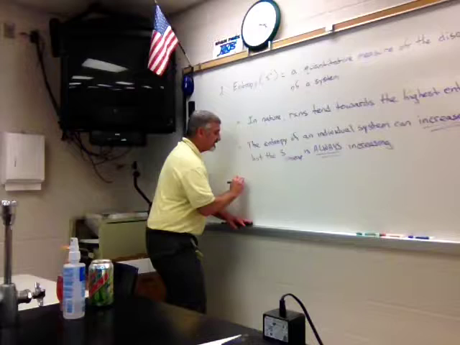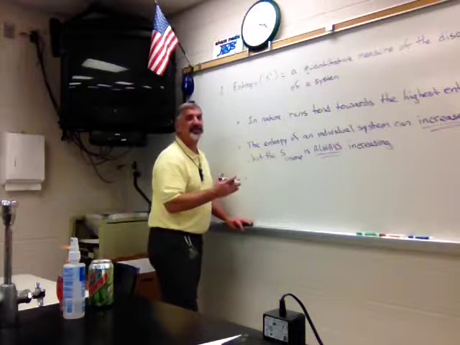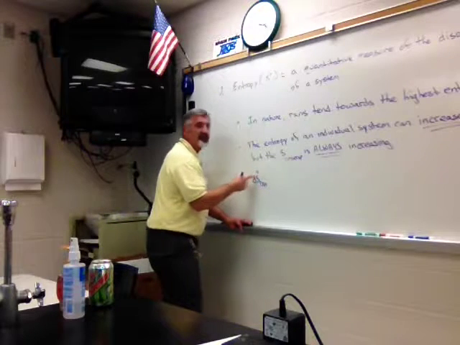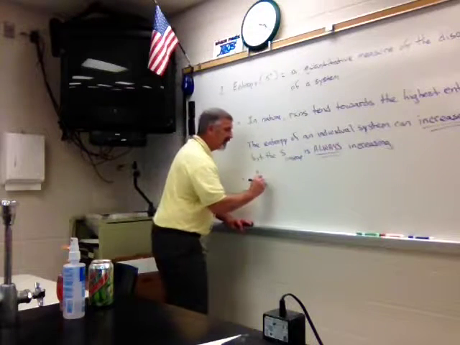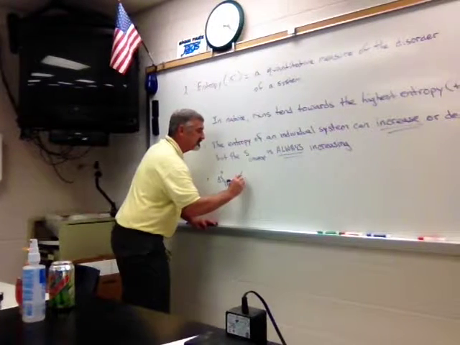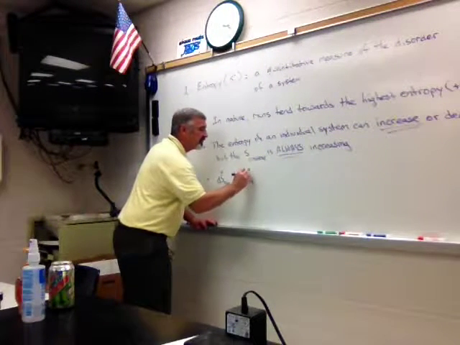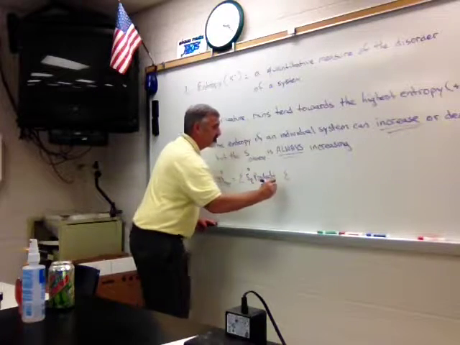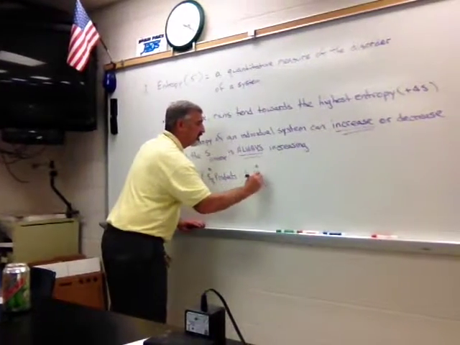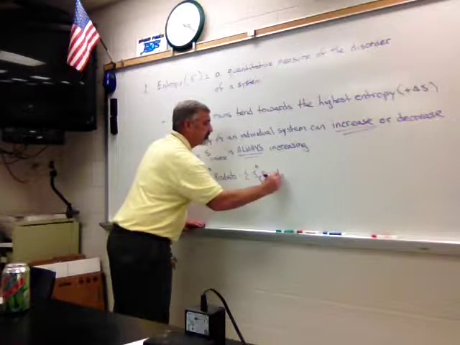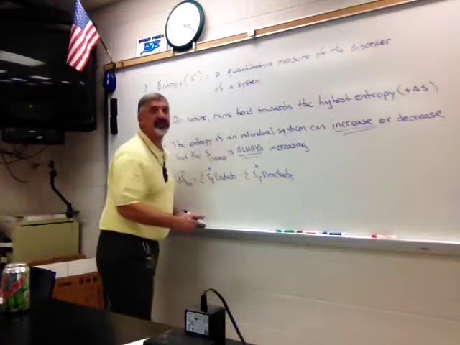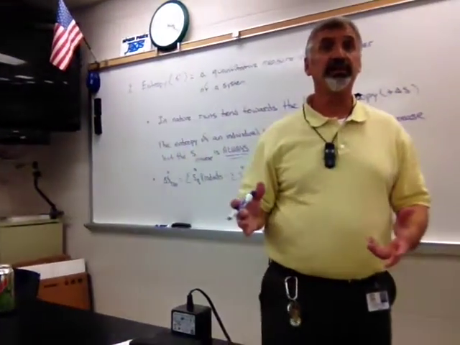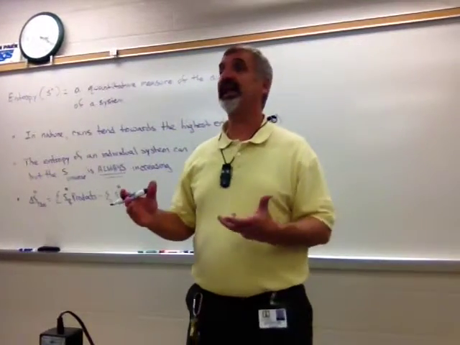Now, we can calculate quantitatively the entropy, delta S of a reaction, and again, remember the degree symbol means standard state. Delta S of a reaction, this is going to look familiar, is equal to the S of formation of products minus the sum of S of formation of reactants. This is on the same table, page 1122 in the back of your book that we use for delta H. Okay? So we solve this the exact same way.